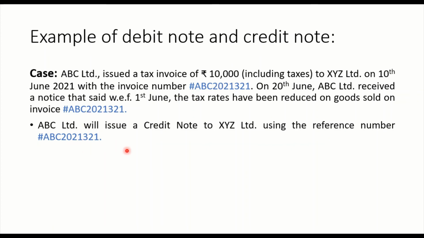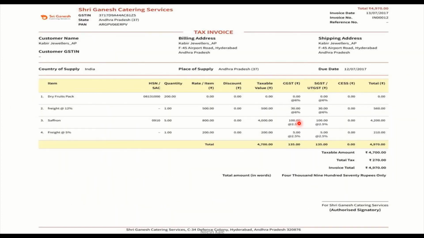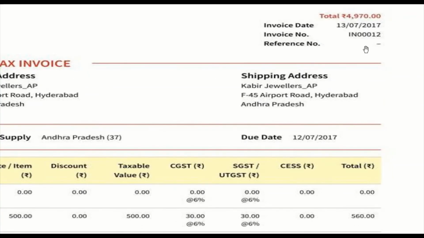Okay, I will go to the slide where I have shown you how it works. Here it is. I will zoom this. See, invoice date is given here. Invoice number, in our case it is ABC 2021-321, and this is the reference number. Because in this example it was the first invoice, no reference was given. This reference number will be used in the revised invoice or supplementary invoice, or even in debit notes and credit notes.